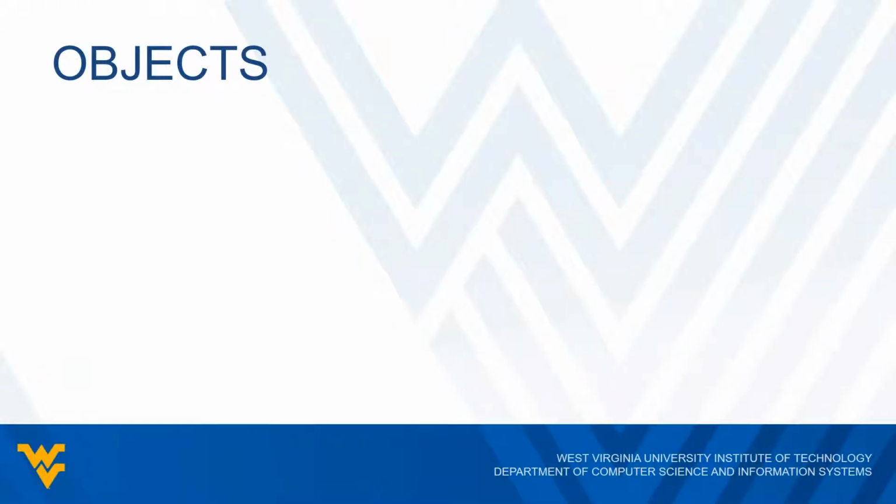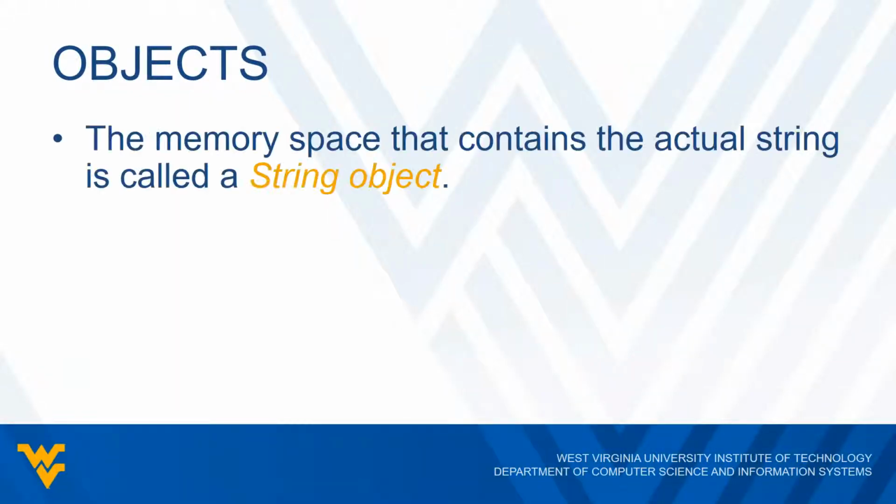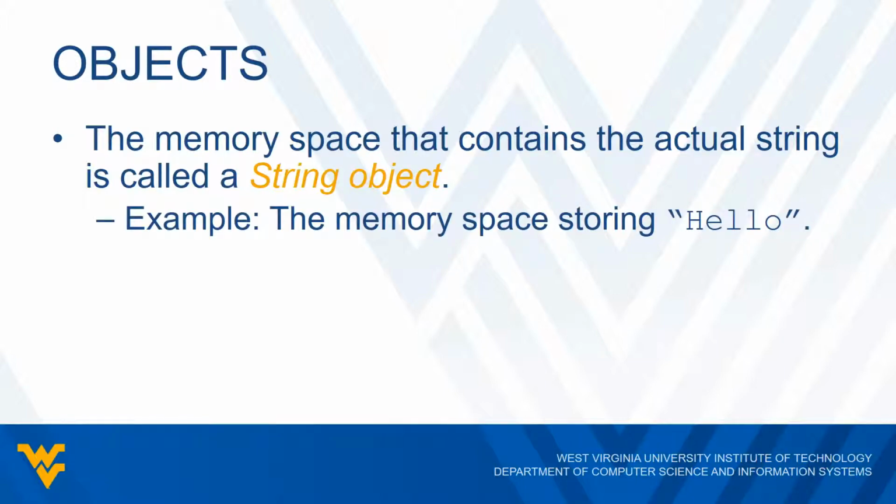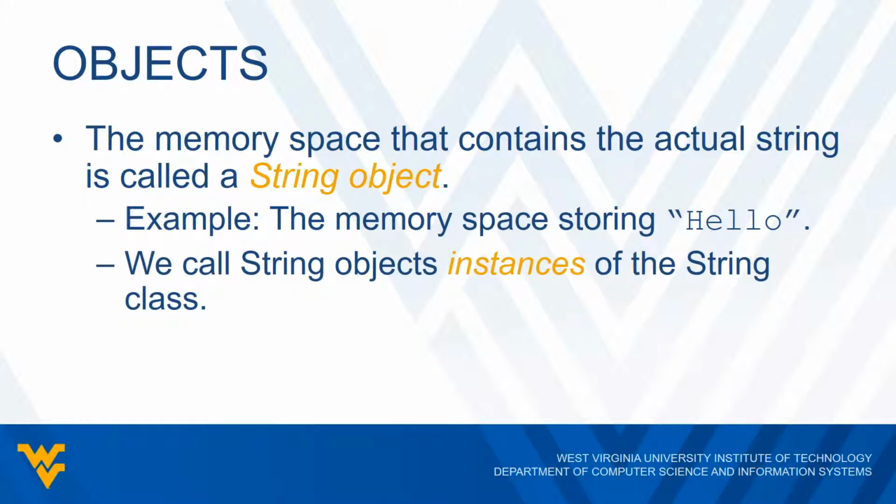We'll now talk a little bit more about objects. The memory space that contains our actual string is what we call a string object. For example, in our earlier statement where we had str equals hello, the memory space that stored hello would be the object of our string class. And we call such string objects instances of the string class.